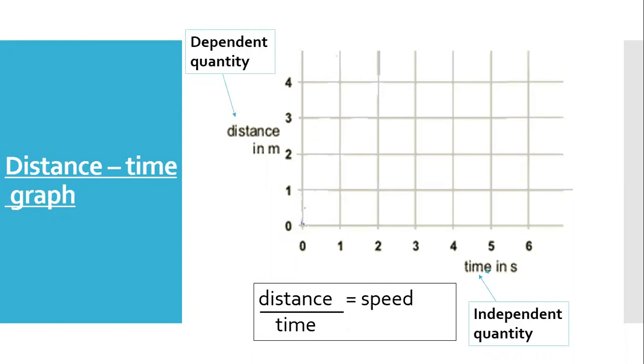In a distance-time graph, we have two variables, distance and time. Time is an independent variable. Independent variable, why? Because time does not wait for anyone or anything. It just keeps moving on.